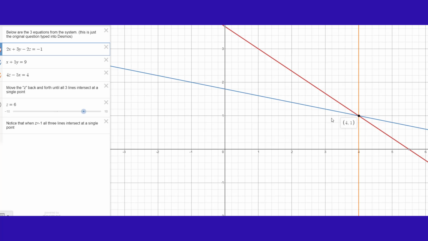So if you were asked, for example, in a question, what is the x value in that system? Well, you know that that x value is 4, right? If you were asked, what is the y value? You know that the y value is 1 based on your graph. And if you were asked, what is the z value? Well, you know that the z value is 6 because that is the point of intersection when you use your Desmos graph, where all 3 lines intersected. That made your z value 6.